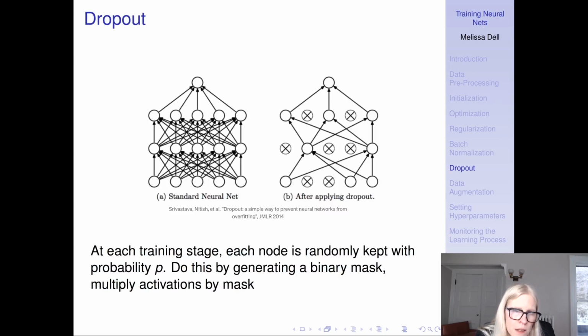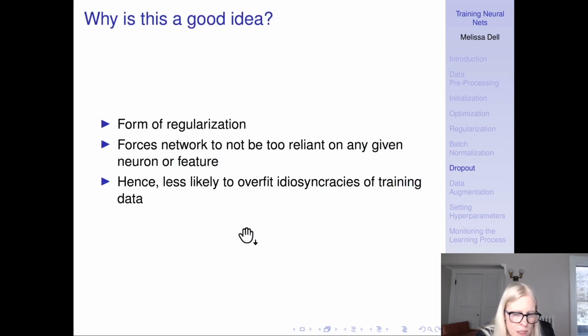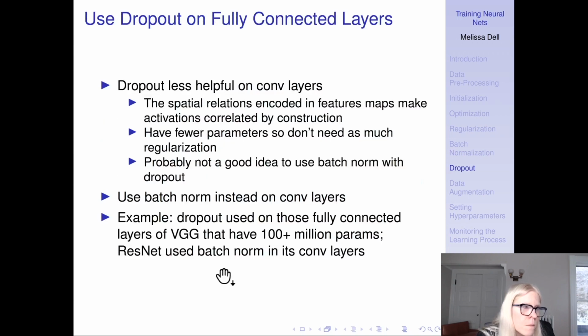There's another method of regularization called dropout, where at each training stage, each node is randomly kept with probability p, and you do this by generating a binary mask and multiplying the activations by the mask. This is also a form of regularization. It forces the network to be not too reliant on any given neuron or feature, and hence it's less likely to overfit idiosyncrasies of the training data. Dropout, you see used mostly on fully connected layers. It wouldn't really make sense, for example, to use it on convolutional layers, where the spatial relationships encoded in the feature map make activations correlated by construction.